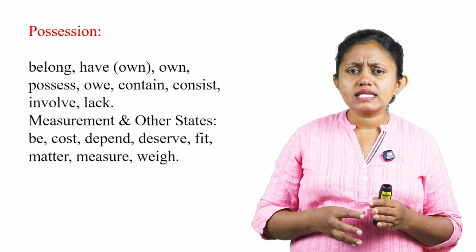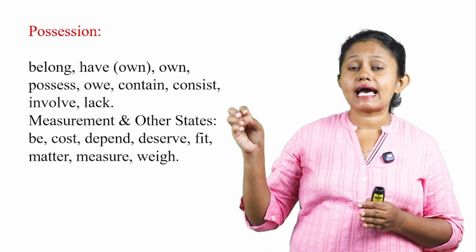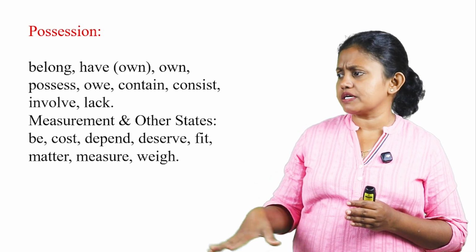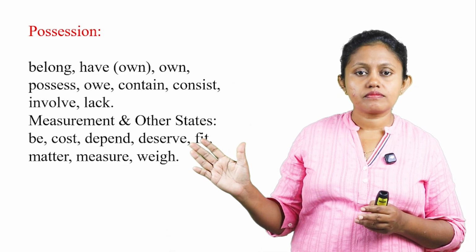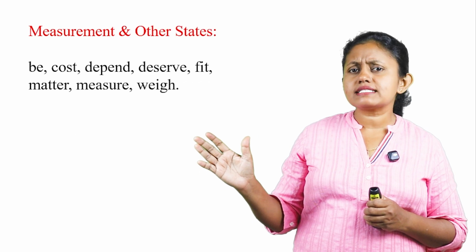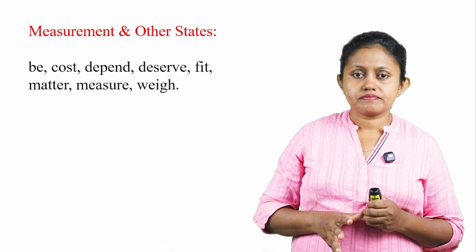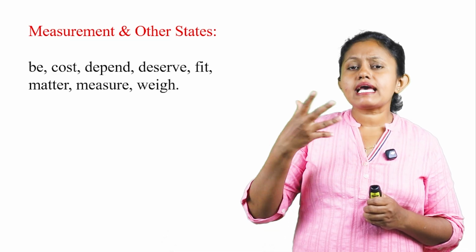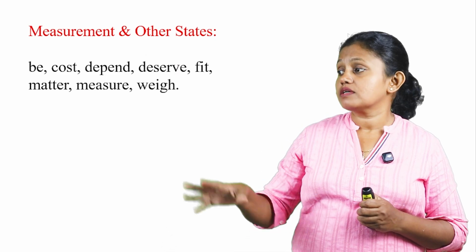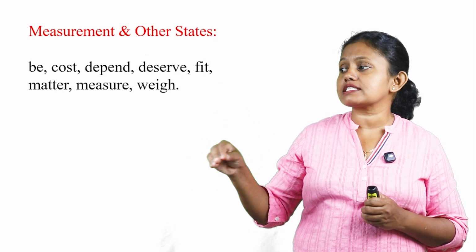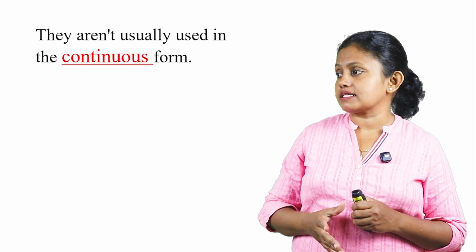Next, the words related to possessions are also called stative verbs, right? For examples: belong, have, own, possess. These are also stative verbs. Measurements and other status. We can express measurements and other status using stative verbs. For example: be, cause, depend, deserve, fit, matter. Likewise, there are many stative verbs like this.